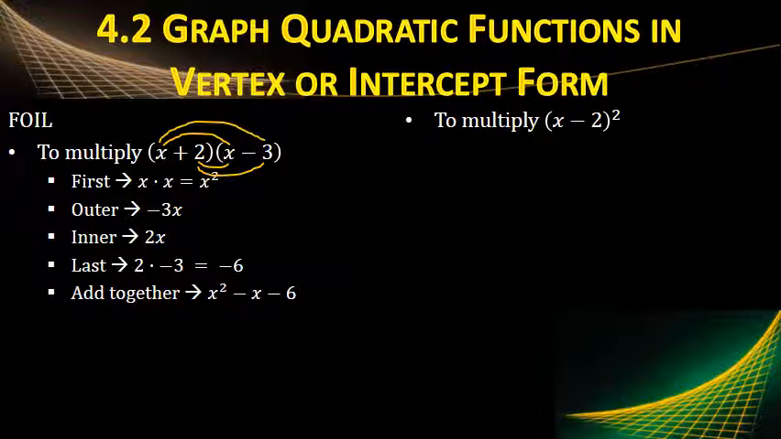So then to multiply (x minus 2) squared, squaring means you multiply it by itself. So it's (x minus 2) times (x minus 2). FOIL. So the firsts are x times x. The outers are negative 2x. The inners are negative 2x. And the lasts are negative 2 times negative 2. Gives us x squared minus 4x plus 4.